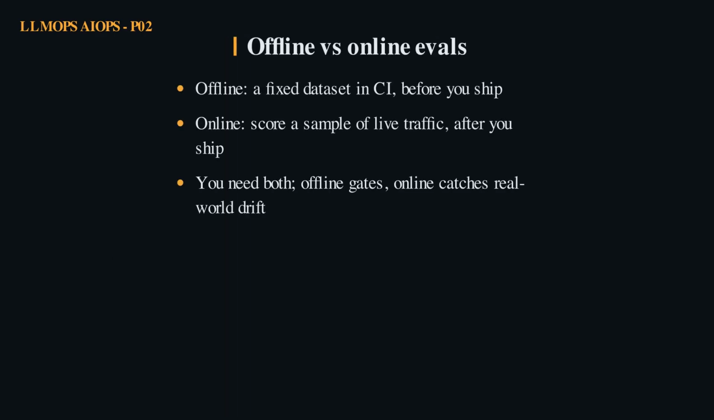There are two kinds of evaluation, and you want both. Offline evals run on a frozen dataset in CI and gate the release. Online evals score a sample of real traffic after it ships, where the messy inputs live. Offline tells you a change is safe to release. Online tells you the world has shifted under you. Skip either one and you will be surprised in production.